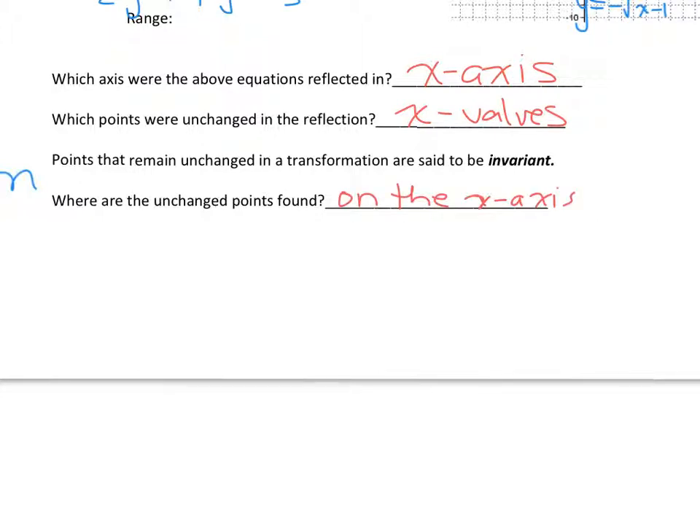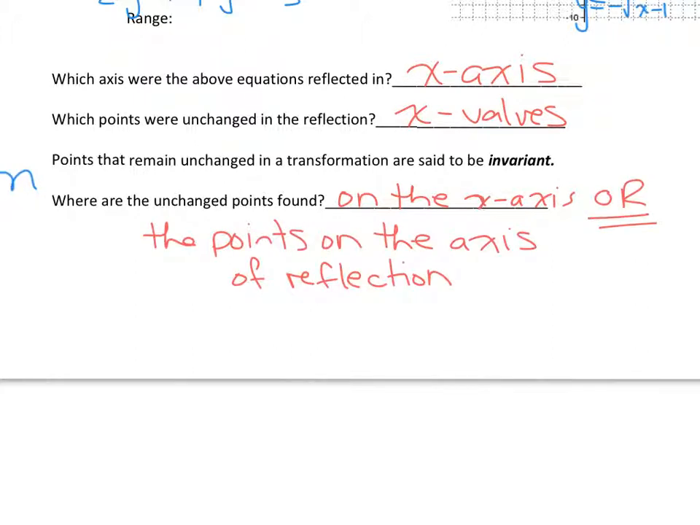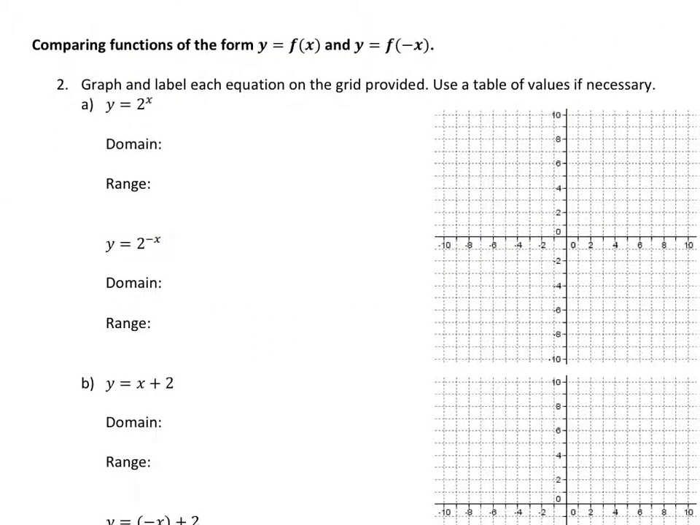Now, the only reason that all of these points were on the x-axis is because we did not move this graph up or down. So the unchanged points are actually the points that are on the axis of reflection. So this may seem like a fine point of difference, but it's an important point of difference because now we're going to look at comparing graphs.